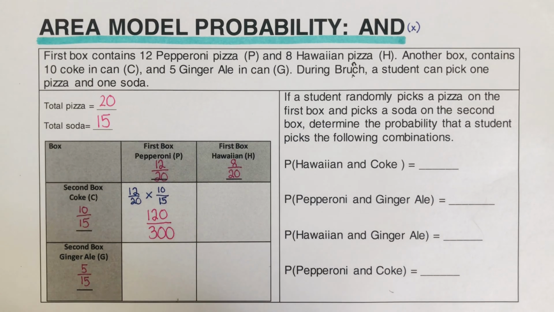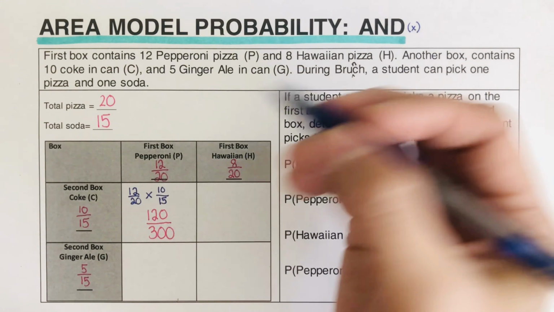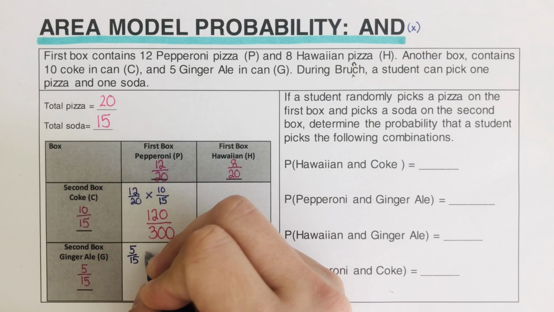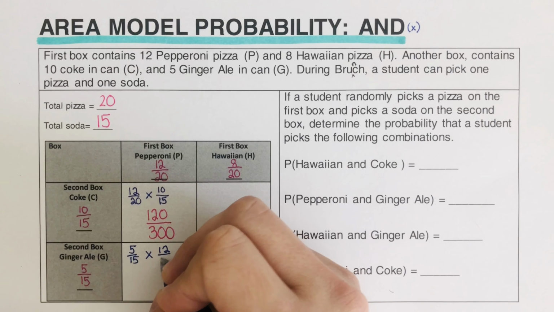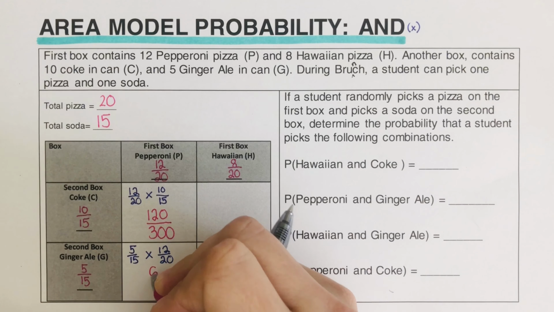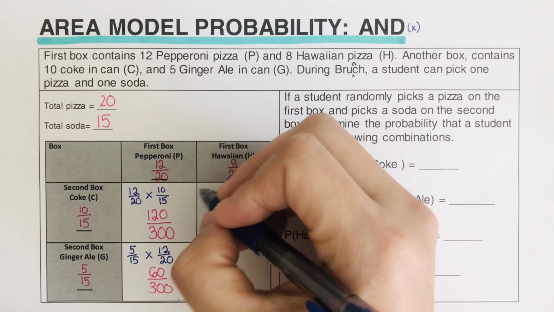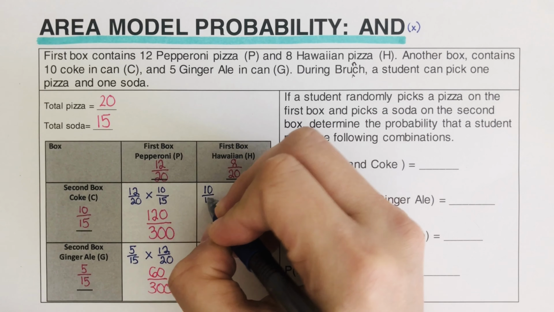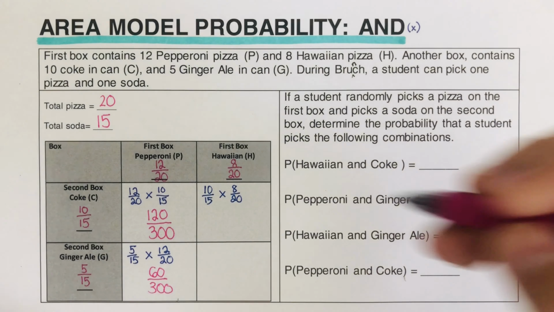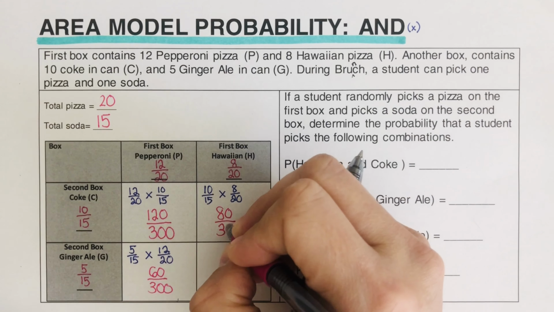Okay, so let's see what you got. For this one right here, you can multiply any of those first. It doesn't really matter. So I can have 5 over 15 times 12 over 20, and this is 60 over 300. And then for this one right here, I can have 10 over 15 times 8 over 20. 10 times 8 is 80, so it's 80 over 300.